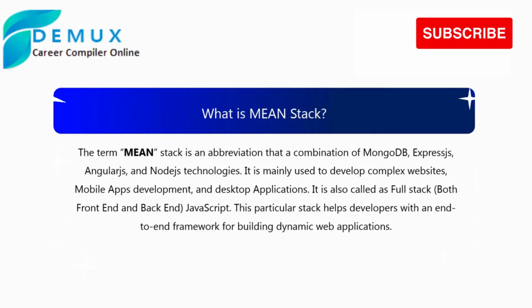MEAN stack is an abbreviation for a combination of MongoDB, ExpressJS, AngularJS, and Node.js technologies. It is mainly used to develop complex websites, mobile apps, and desktop applications. It is also called full stack, both front-end and back-end, JavaScript. This particular stack helps developers with an end-to-end framework for building dynamic web applications.